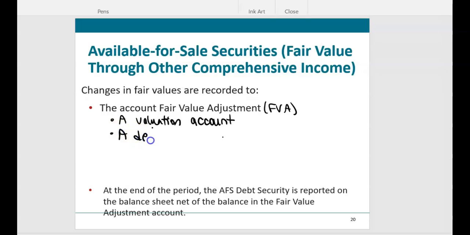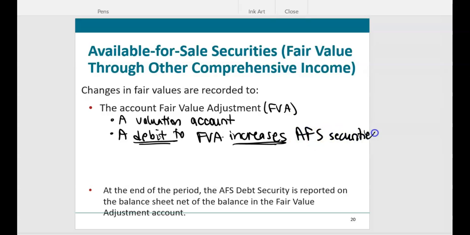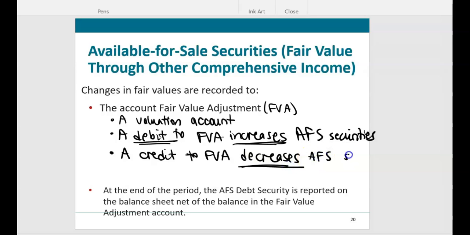A debit to the fair value adjustment account increases the value of an available for sale security. Because remember, debt investments carry debit balances as assets, so they're increased with a debit, and the fair value adjustment account goes along with that debt investments account. So a debit to the fair value adjustment increases the available for sale securities, and a credit would obviously do the opposite. A credit to fair value adjustment decreases available for sale securities.